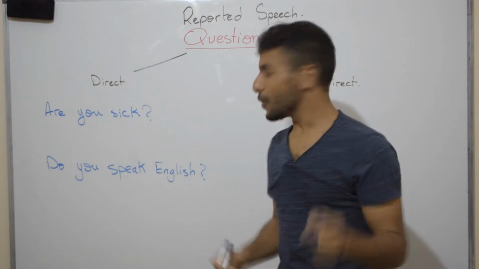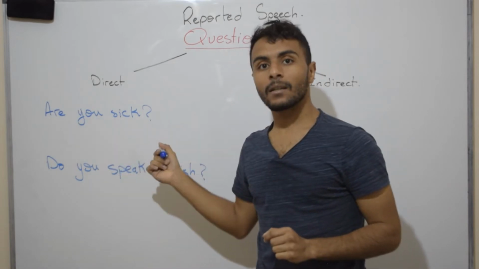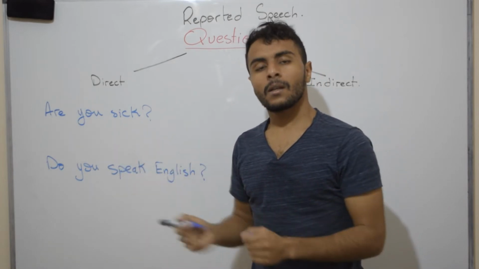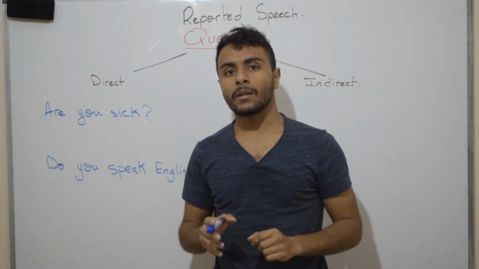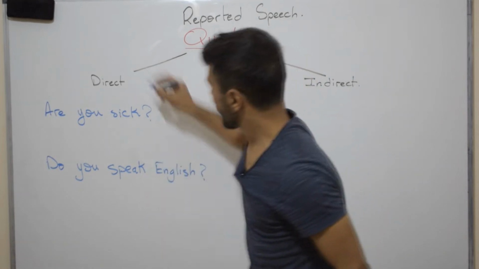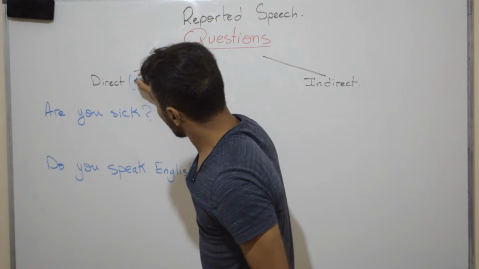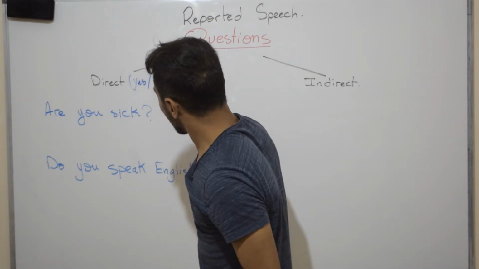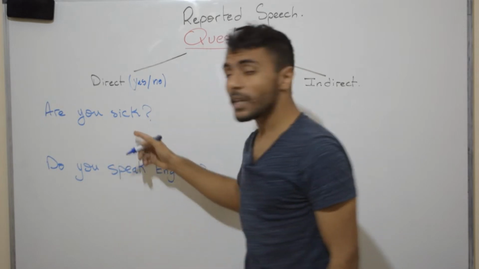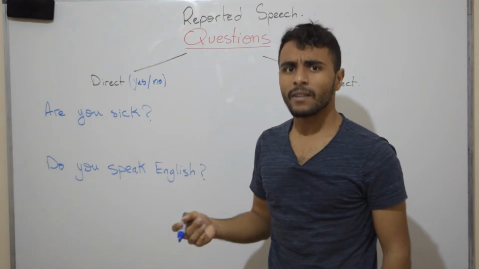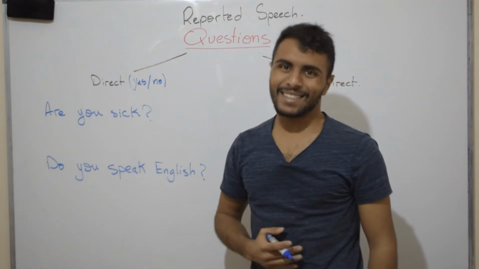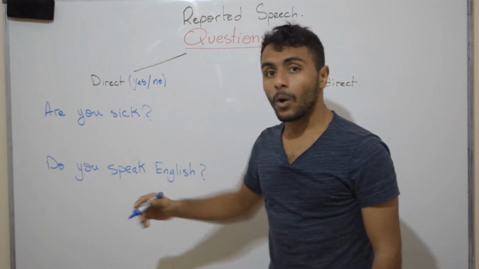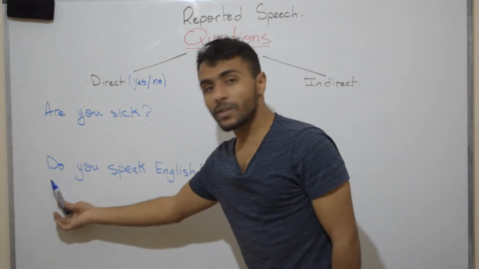If I asked you, are you sick? You only have to answer with yes or no. So a direct question is the one that you answer with yes or no. It's very easy. Are you sick? No, I'm fine. Are you sick? Yes, I feel sick. Or we can ask with auxiliary.